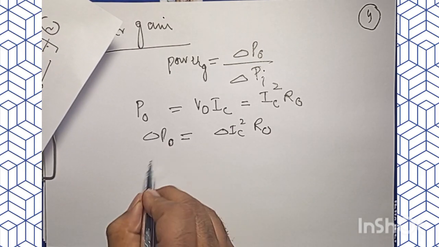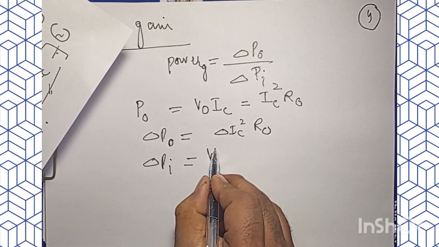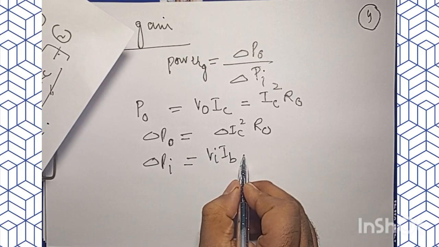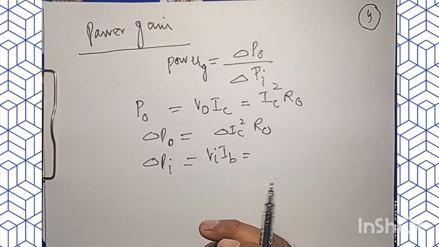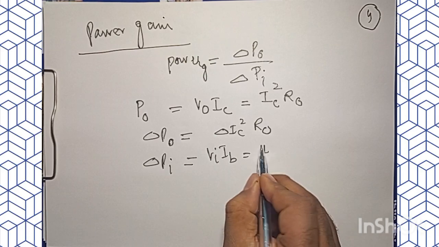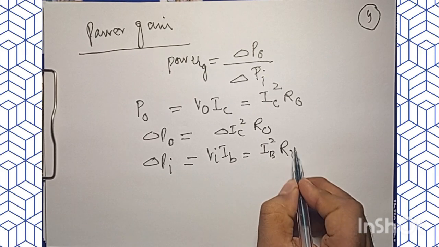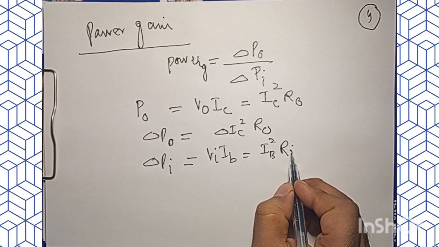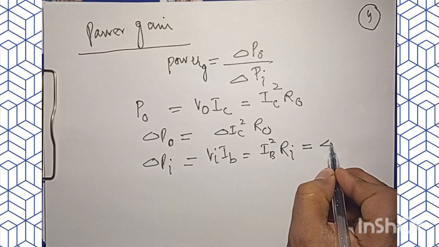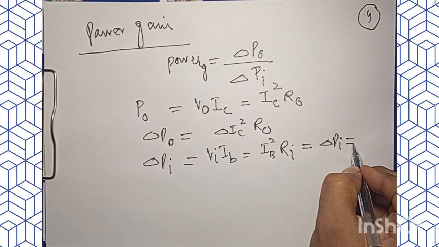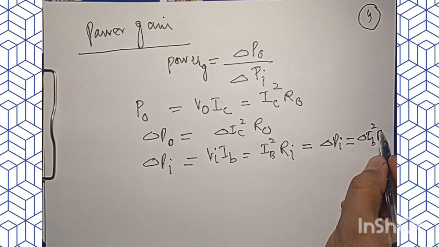And similarly for delta PI, we will have VI and IB. This will be the case because the power is the product of voltage and current. And for this situation, we will have this as IB square RI. Okay, so RI is basically here RB, that you can keep in mind. So we can write here delta PI is equal to delta IB square RI.